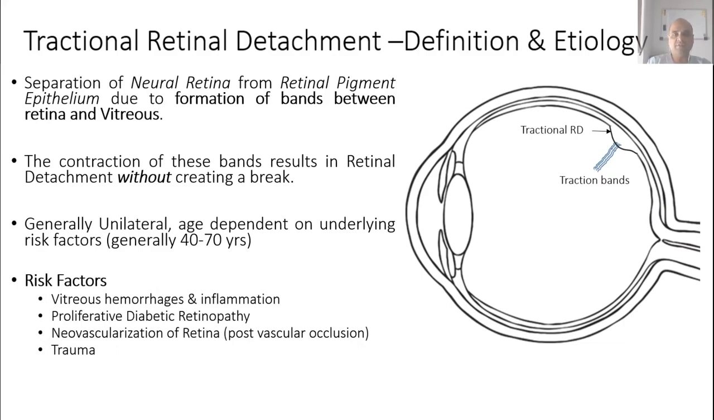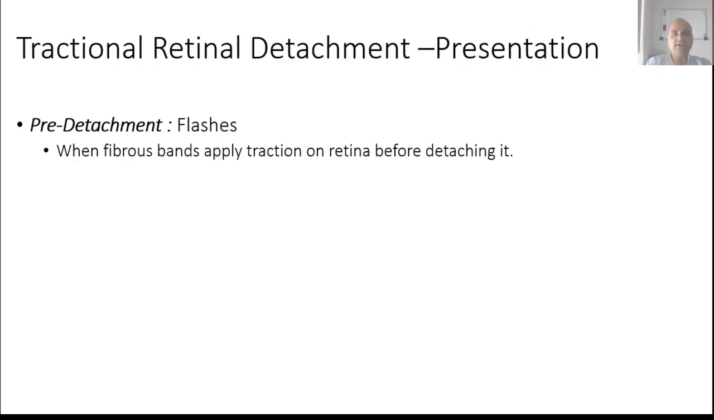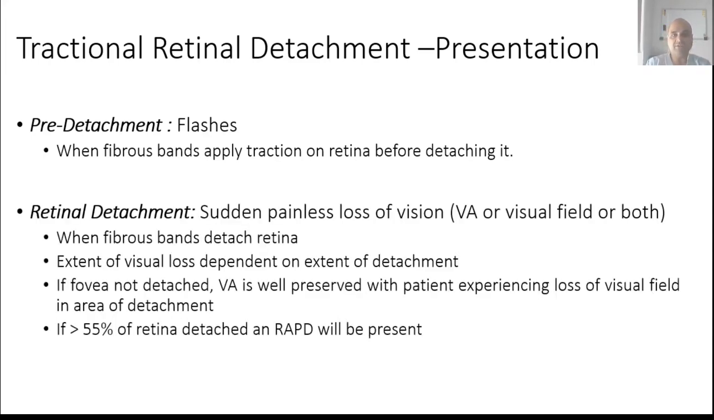The risk factors are vitreous hemorrhage, vitreous inflammation, proliferative diabetic retinopathy, and other causes of neovascularization of the retina, like after vascular occlusions and trauma. Of all of these factors, what is basically happening is formation of those traction bands. As long as you have traction bands without a detachment, you are in a pre-detachment stage, and the patient would present with flashes, as the bands are pulling on the retina but haven't detached it yet. Then you get to the detachment stage, which is again a sudden and painless loss of vision, which could be visual acuity or visual field or both, depending upon how much and which part of the retina is affected.